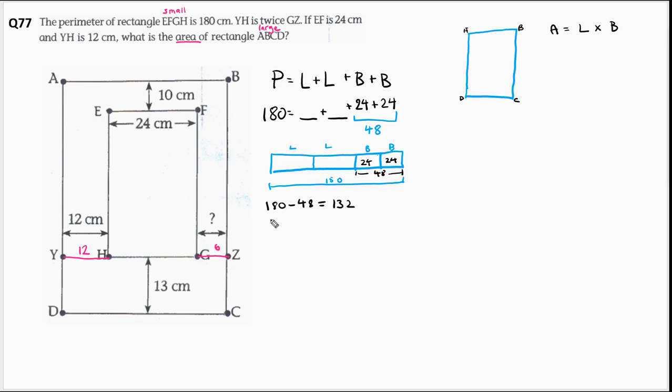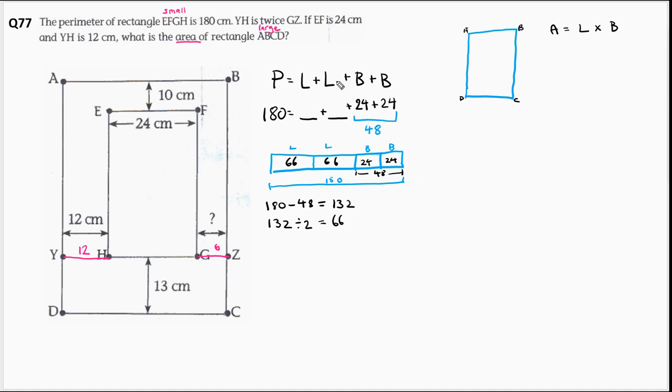132. And if we divide 132 by 2, we are going to get 66. This is all in centimeters. So this is 66 and this is 66.